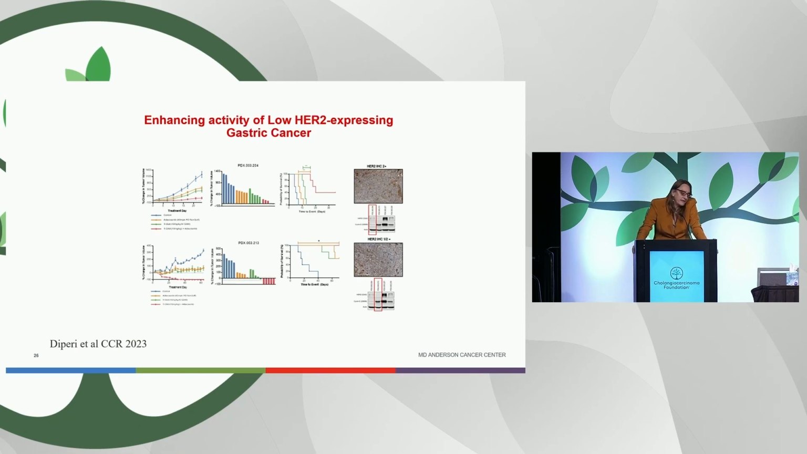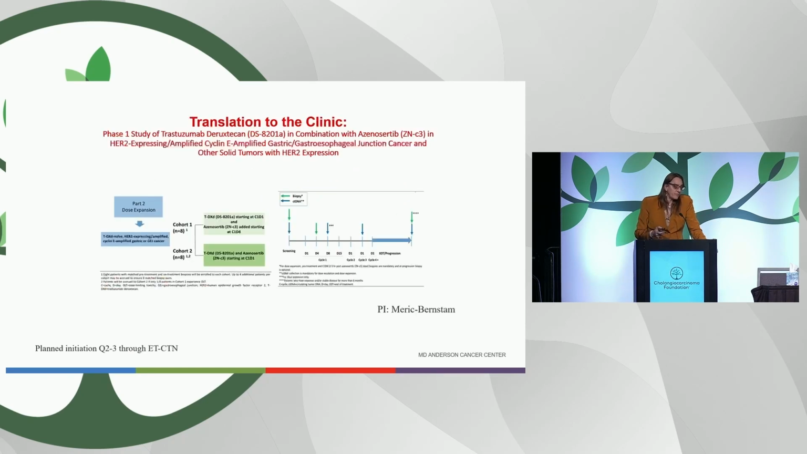If you look at the second figure in the panel, you can see that when we tested low HER2 expressing but cyclin E amplified gastric cancers, we saw growth inhibition by both drugs, but dramatic growth inhibition that was durable when we did the combination. We're very excited about this because we think this has implications for many tumor types, including biliary cancer that's HER2 low. And we're hoping to translate this to the clinic.